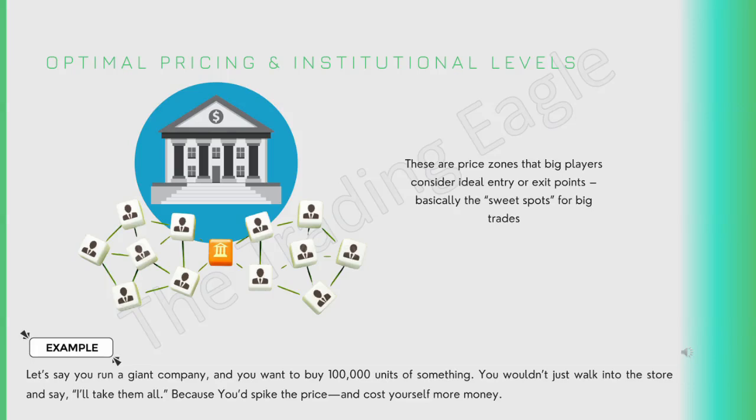Let's say you run a giant company and you want to buy 1,000 units of a product. You can't just walk into the store and say, "I'll take them all," or just order them, because you would actually spike the price and cost yourself more money when you do that. Now, let's do another example.